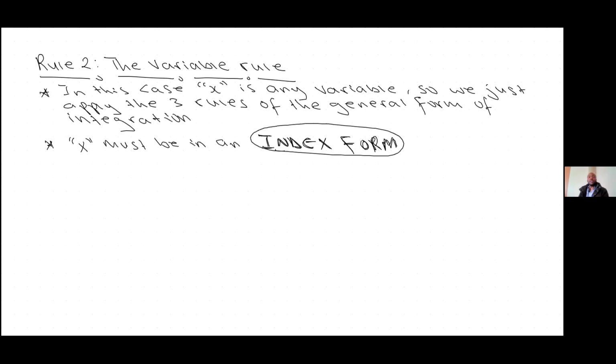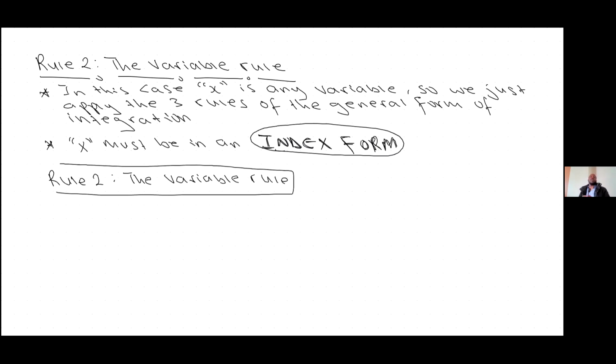So I'll just go straight and talk about the variable rule. So the rule 2, what does it state? The rule 2, which is the variable rule. So basically, what it states is that when you integrate a variable, you have to ensure that it's in an index form before you then apply the three rules of the general form of integration.